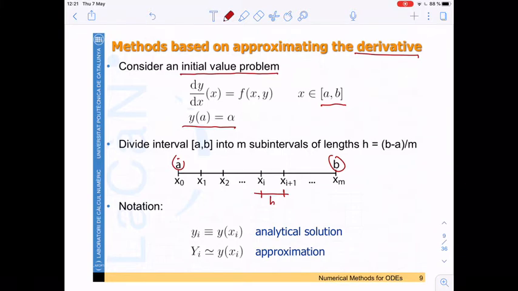We will use throughout this unit the following notation. Lowercase y will denote the analytical solution, so y_i is y evaluated at basis point x_i, and we will use uppercase Y to denote the numerical approximation. So big Y_i is an approximation to small y at x_i.